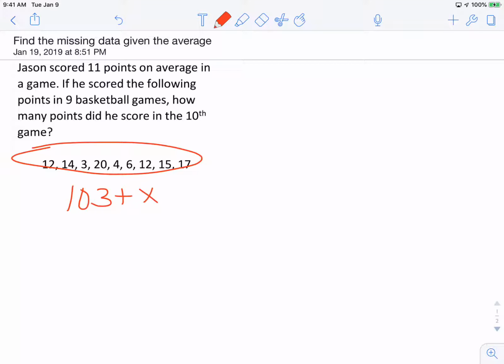And we don't know what the x is because that's the 10th game. Equals, we know that the average or the mean is 11. And in order to get that, we had to add 10 numbers together because it's the 10th game. So we're going to take the total of those numbers and then we're going to divide by how many scores we have, which is 10.